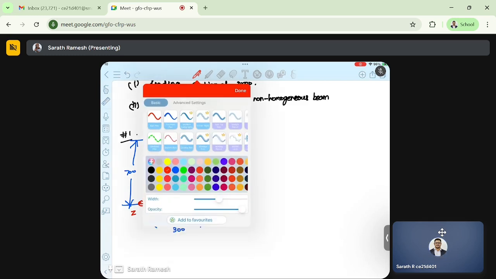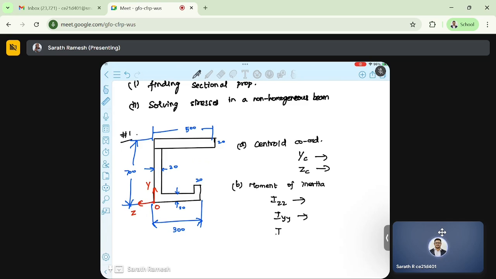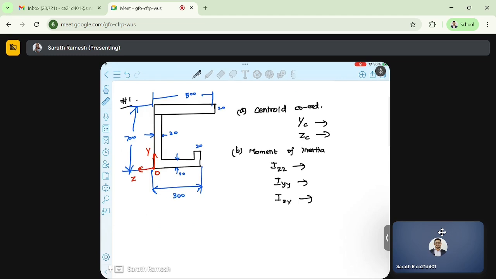What we have to find for this question: (a) the centroid coordinates, that is y centroid and z centroid, and (b) the moment of inertia, I about the z axis, about the y axis, and about the zy axis, the product moment of inertia. So five quantities we need to solve.